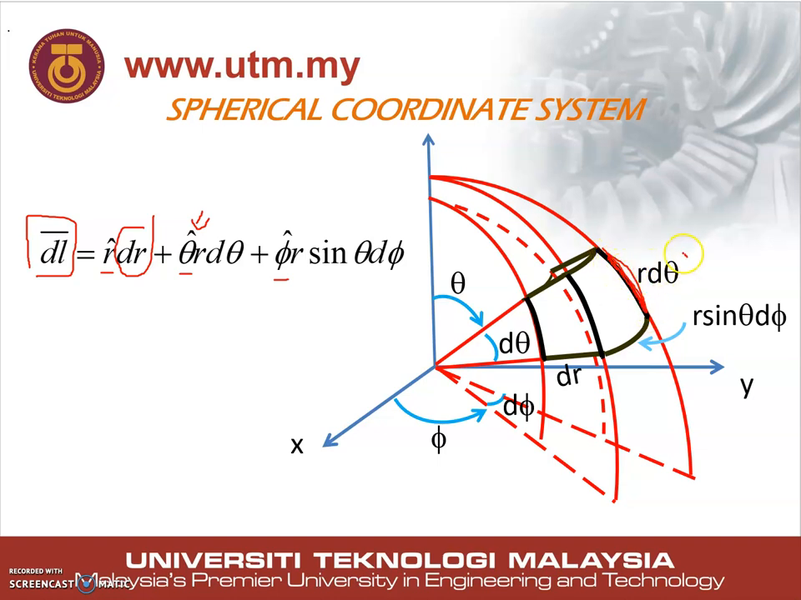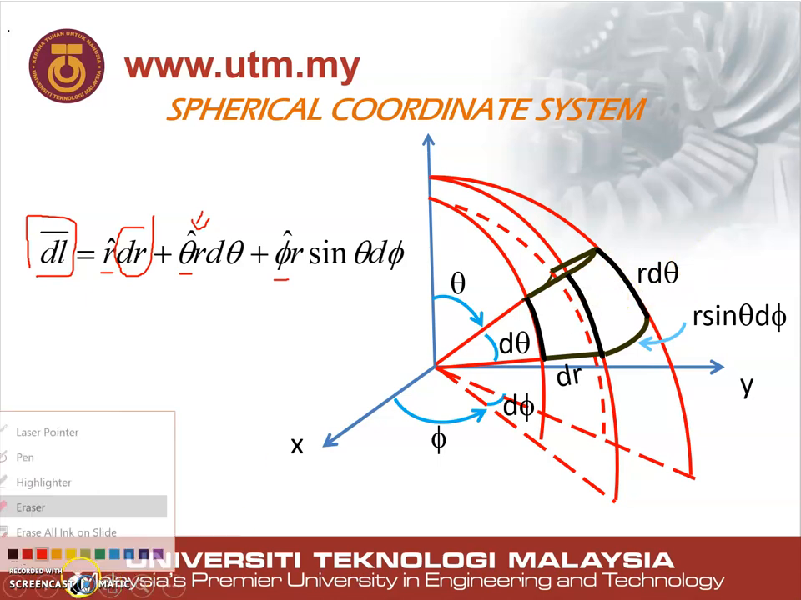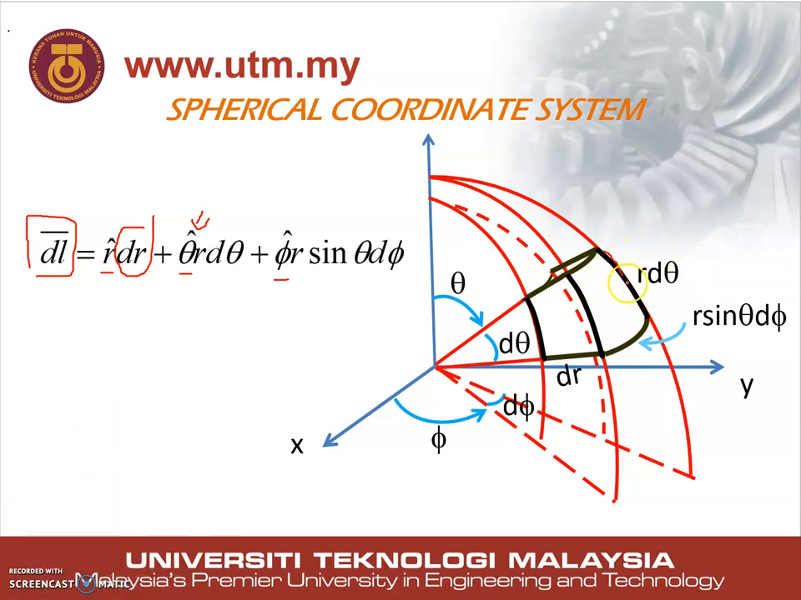Just like in the case of the cylinder, we cannot only use d theta, because the angle is not a length. So we need to multiply with r. That's why we have r d theta to represent this dimension. dr is representing this dimension, and we have this and this. Another one that we miss is this one.